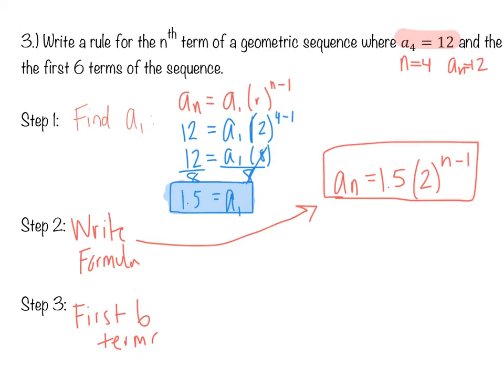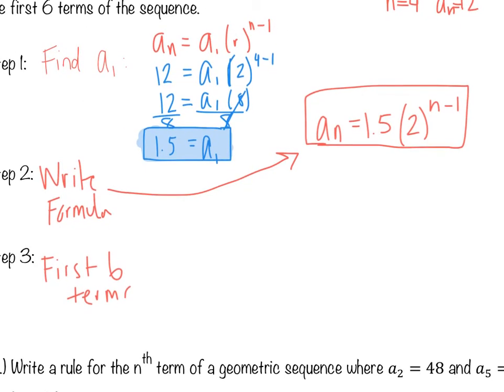And for that, I usually just make a table. Change colors here. n and a sub n, 1, 2, 3, 4, 5, 6. And I fill everything in. I already know the first term. The first term is 1.5.